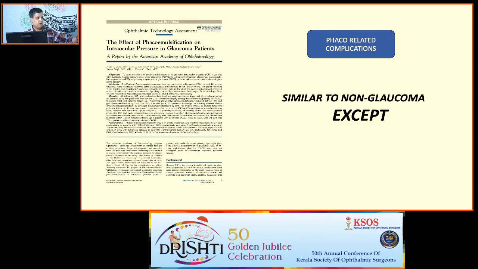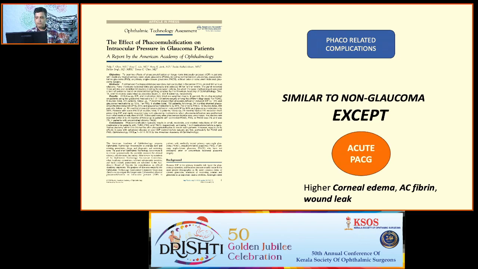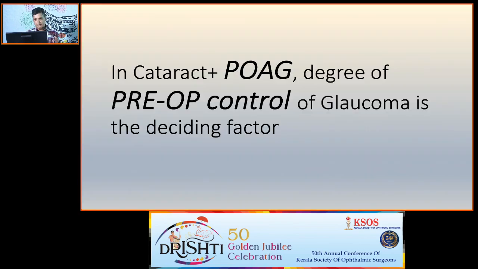So if you are performing phaco on a glaucoma patient, even in chronic angle closure glaucoma patient, the complication rates were not very dissimilar from performing it on a non-glaucoma patient, with one honorable exception, that is acute primary angle closure glaucoma, obviously, where there was a very high incidence of corneal edema, fibrinous reaction, and wound leaks, which is not surprising. You are operating in a practically non-existent space.